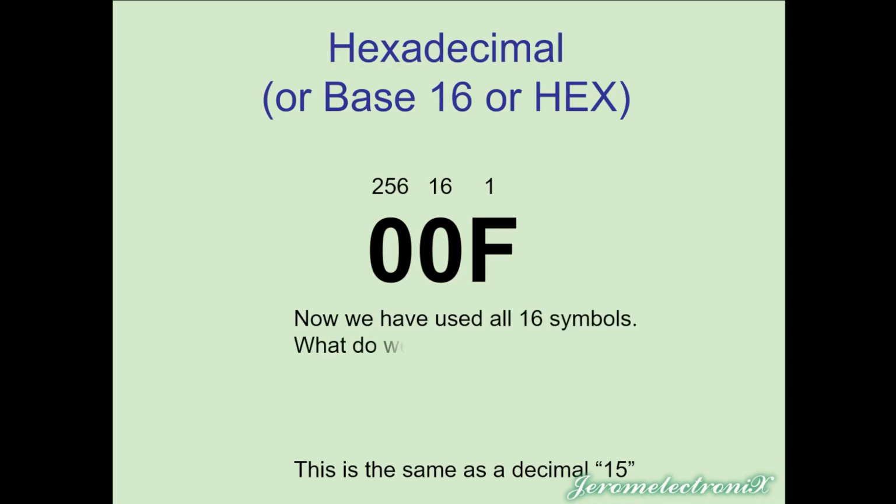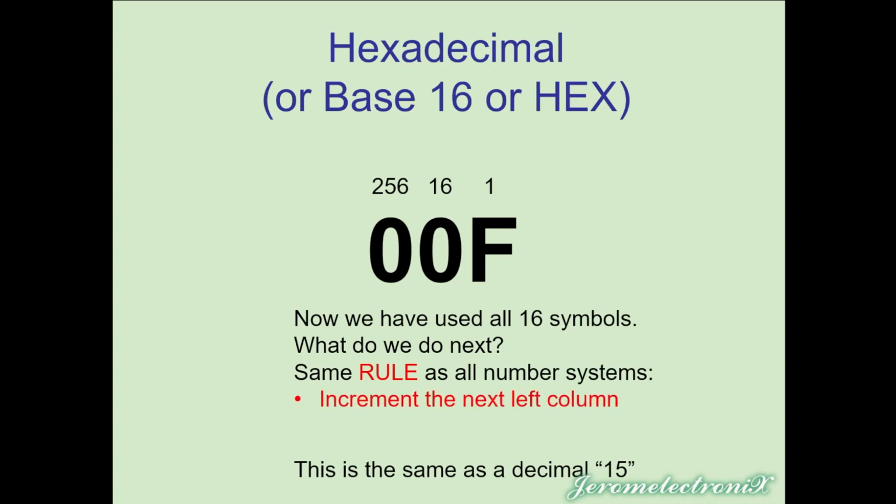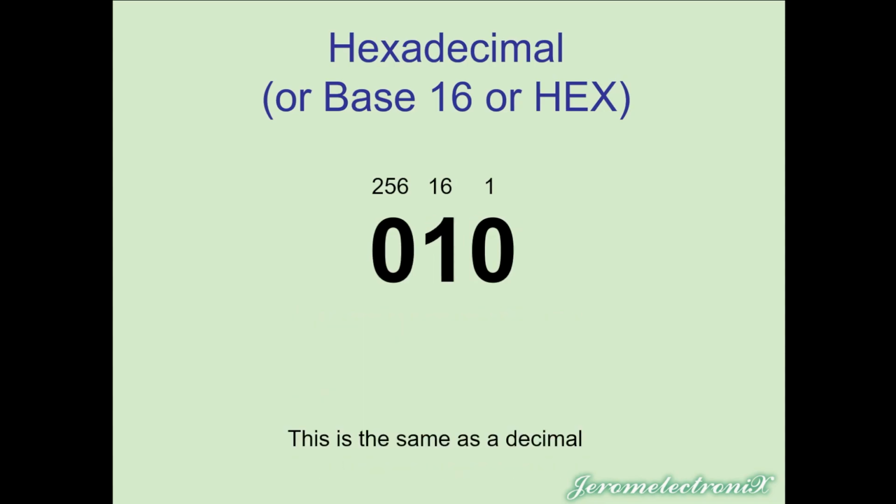Okay, now we've used all 16 symbols. What do we do next? In the previous rules that we learned in the previous video, we do the same thing. It's the same rule as all number systems. And if you haven't written this down, you should write it down now. Increment the next left column and start over in the column that maxed out. What will this look like? Well, if you're going to increment the next left column, that's 16. Under the 16 will be a 1, and under the 1 column weight, the F will become a 0. It will look like a 10, but it's not the same value as a decimal 10. This is the same value as a decimal 16. Notice there's a 1 under the 16.